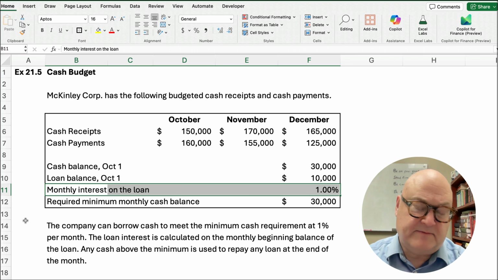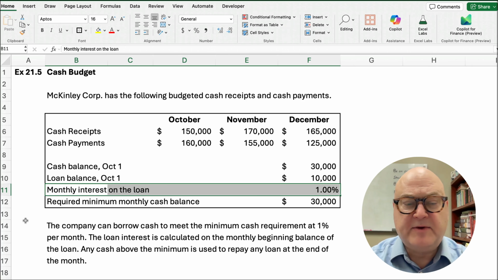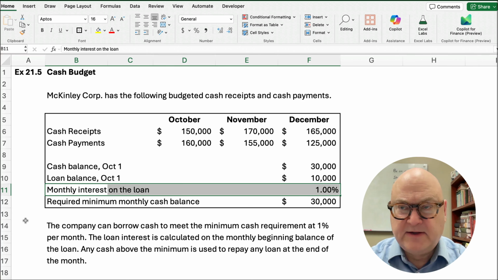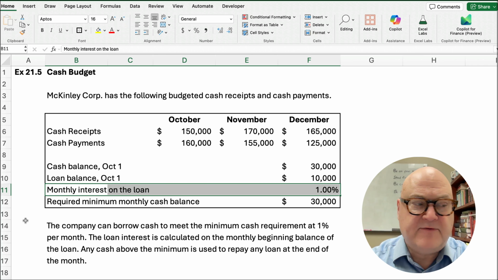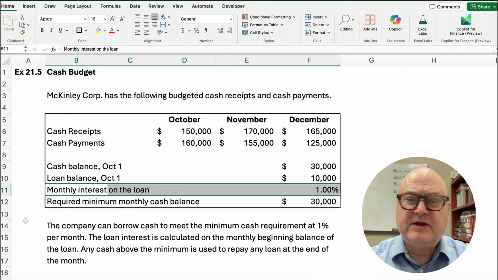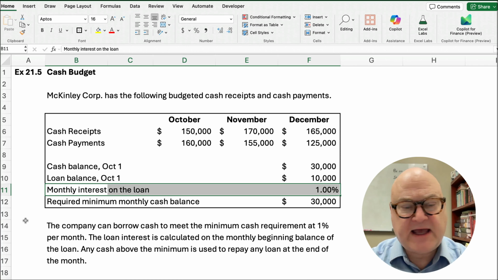So let's look at the notes here. The company can borrow cash to meet the minimum cash requirement at 1% per month. So if they only have $14,000, they need to borrow $16,000 to equal the $30,000. The loan interest is calculated on the beginning monthly balance of the loan times 1%, and they'll just make that monthly payment every month for that 1%. Any cash above that $30,000 minimum is used to repay the loan at the end of the month. So they just use that loan to kind of manage the cash flow.